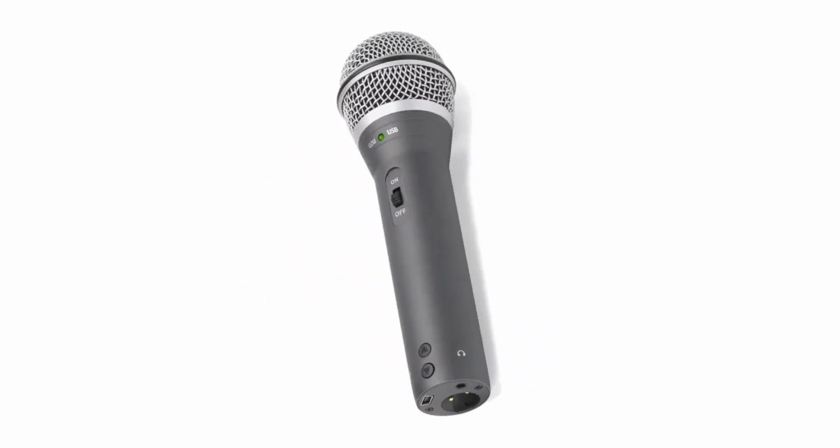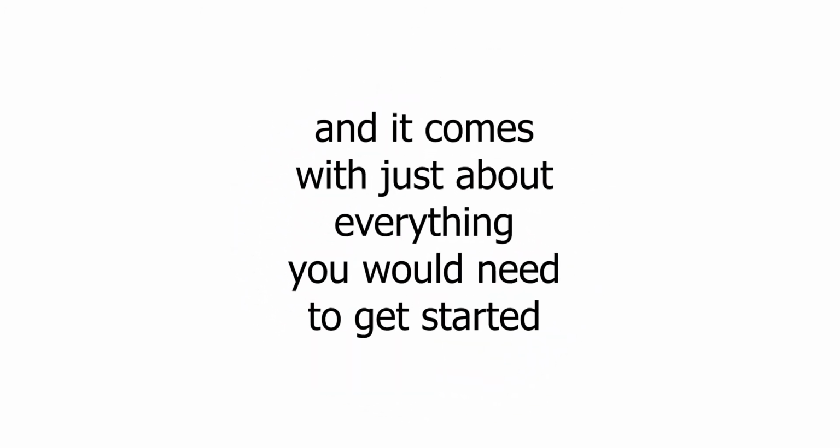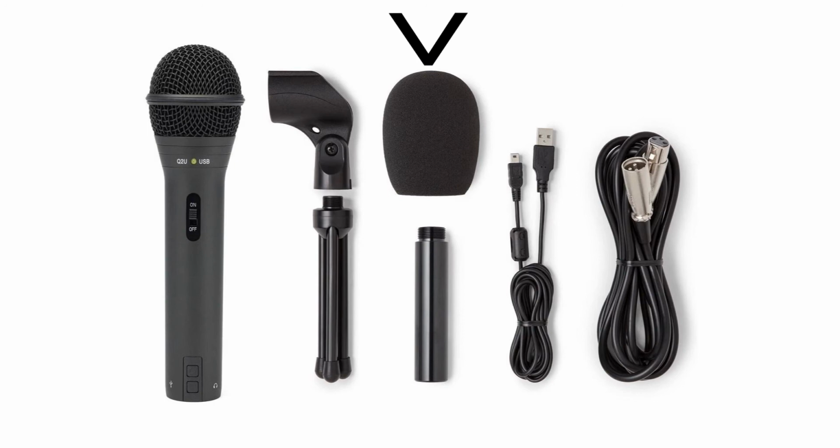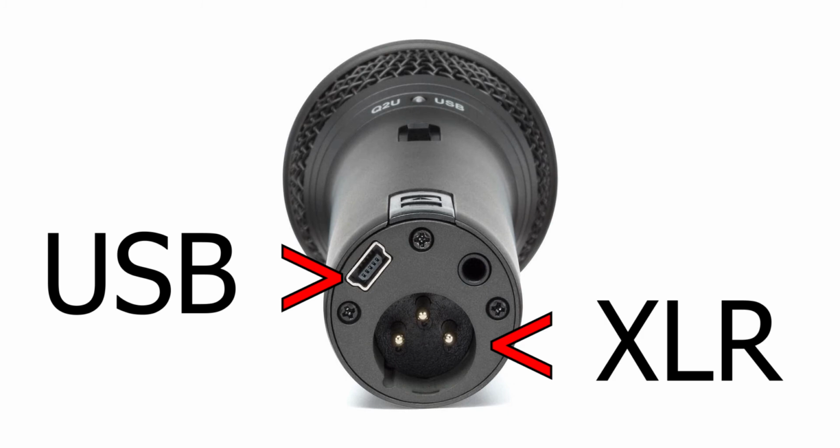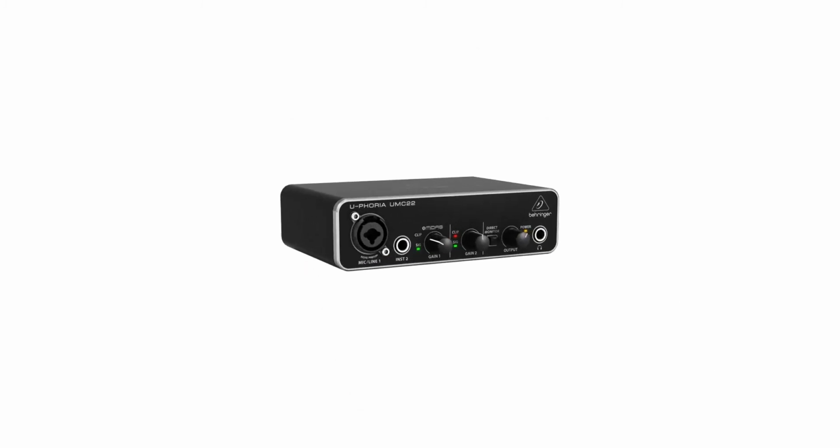The best budget alternative I can think of is the Samson Q2U. Now, I'm sure you podcast enthusiasts out there are probably saying, wow, such an original pick, but it's recommended by a lot of people for a good reason. This microphone is fantastic, and it comes with just about everything you would need to get started. A stand, a windscreen, a USB cable, and an XLR cable. On top of that, it's both a USB and XLR microphone, meaning you could upgrade down the line if you wanted to improve your setup by getting an audio interface.